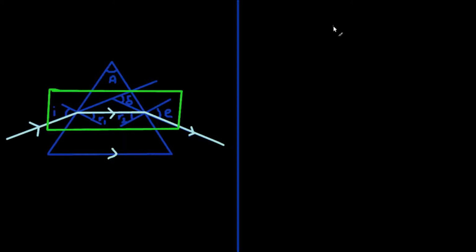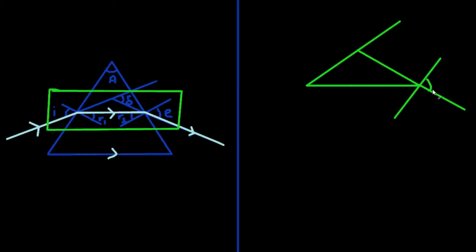I'm going to make an enlarged version of it here. Okay. So your angle of emergence will come somewhere here. Your R2 will come here. On this side again, same thing. I think I messed up the angles a little bit. It doesn't look very similar, but it's the same thing really.